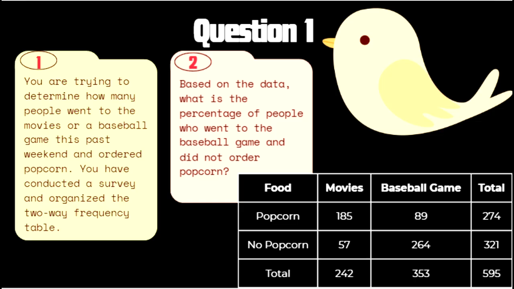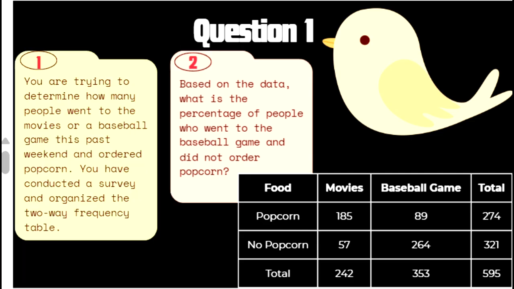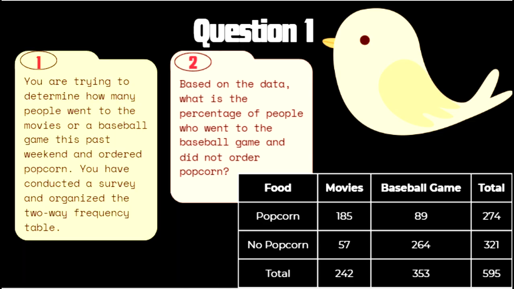You have conducted a survey and organized the two-way frequency table, which is right here. Based on the data, what is the percentage of people who went to the baseball game and did not order popcorn? Okay. Pause it, figure it out, come back. So we're dealing with the people who went to the baseball game. So right here, and did not order popcorn.